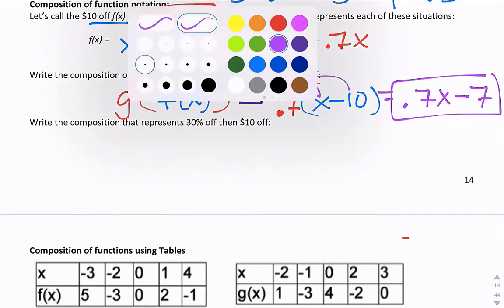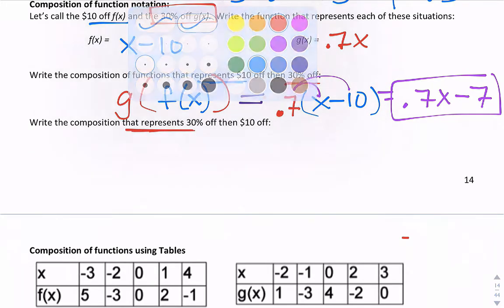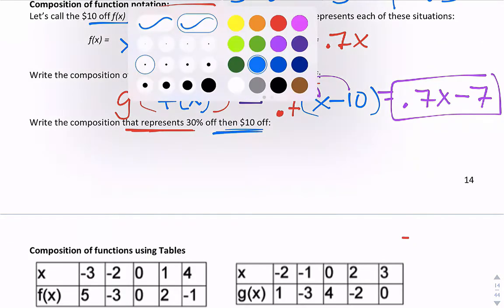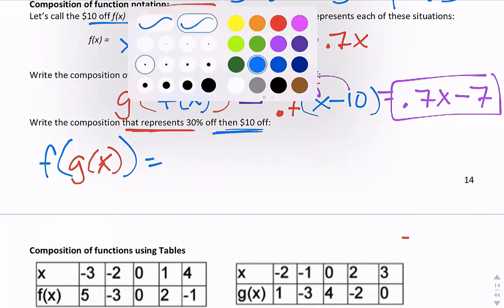The one that represents 30% off first, and then the $10 off. Okay, so this time we start with g of x. And then once we find that answer, we'll do f of g of x. Okay, so here's what it looks like. G of x is 0.7x.